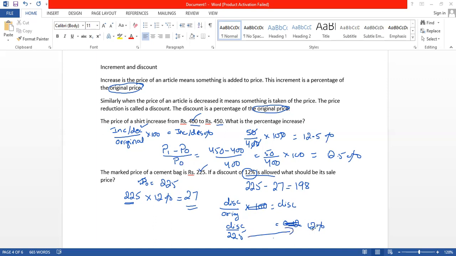And this 225 will go and multiply over there. So the discount would be 12% times 225, which like earlier came to 27. And so you have the discount amount once again, and then you just need to subtract to get your selling price.